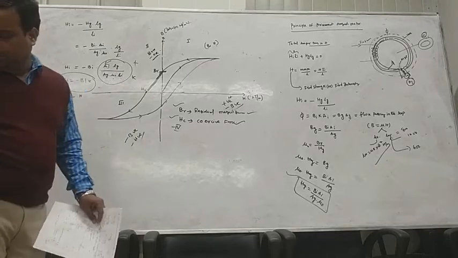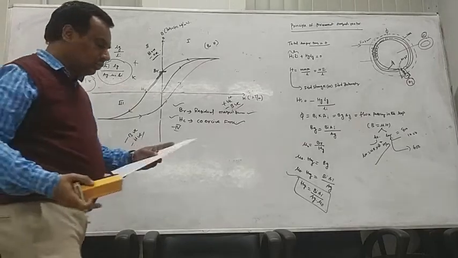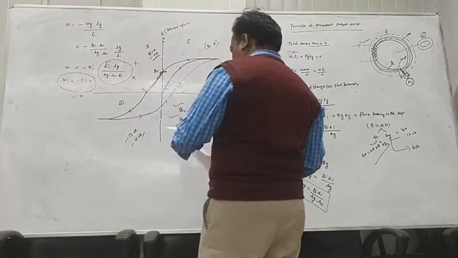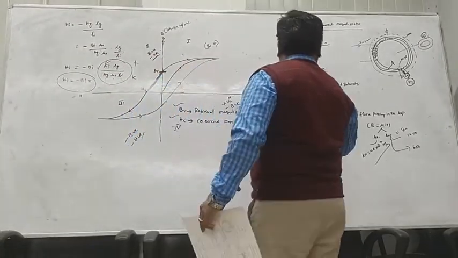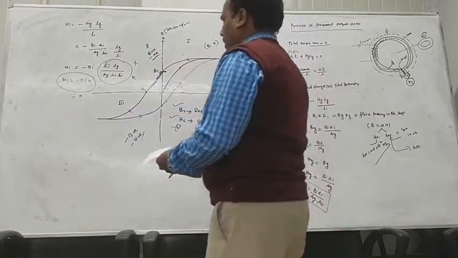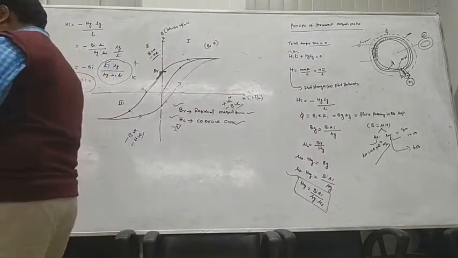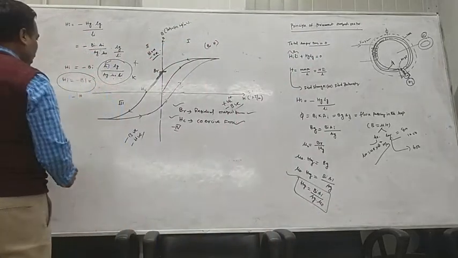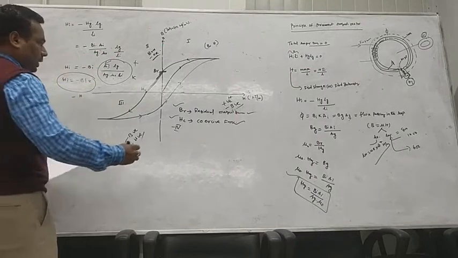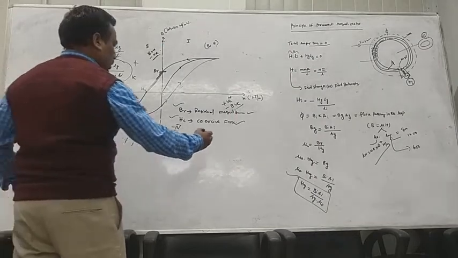So for example, if you consider the second quadrant operation, again I would like to explain here. There is another relation, so I will explain here. Second quadrant operation, let us see here.